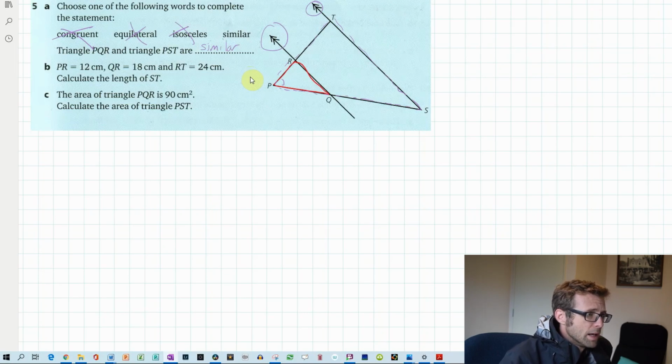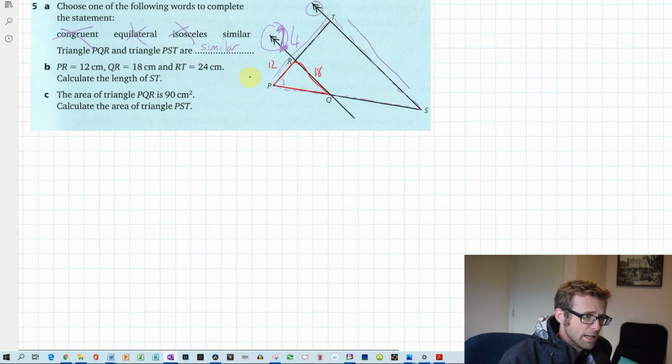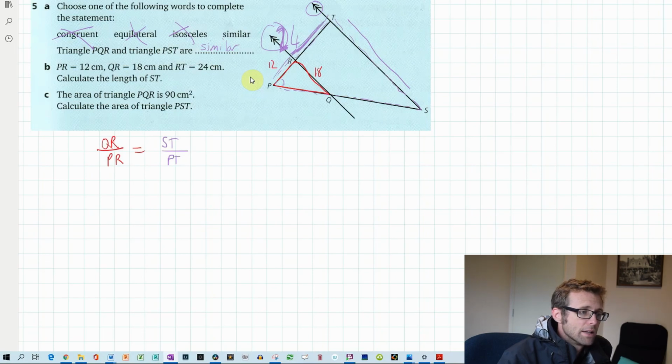Okay, now what are we told? PR is 12, QR is 18, and RT is 24. Okay, I've put that in purple because it represents this whole length along here. We've got to calculate the length of ST, so we want to know this one here. Okay, here's what we do. We know that if they're similar, the ratio of QR to PR is going to be equal to the ratio of ST to PT. Okay, sorry, I think earlier I said 24 was this whole length here, but it's only from R to T.